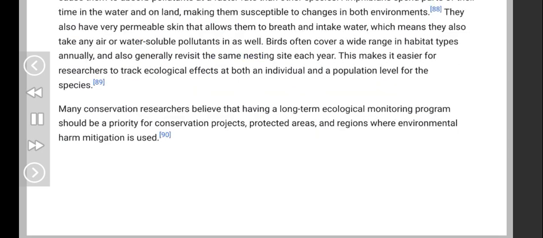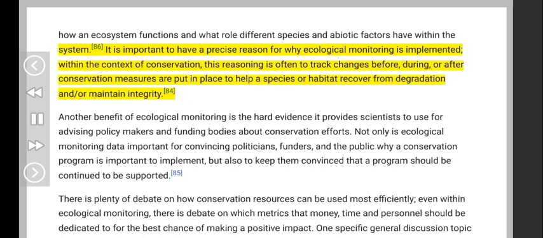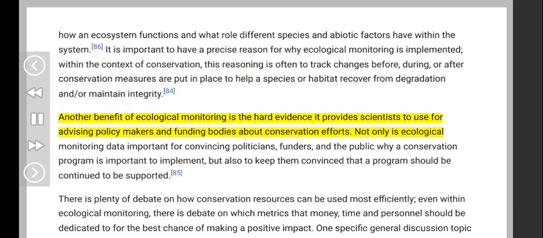It is important to have a precise reason for why ecological monitoring is implemented. Within the context of conservation, this reasoning is often to track changes before, during, or after conservation measures are put in place to help a species or habitat recover from degradation and/or maintain integrity. Another benefit of ecological monitoring is the hard evidence it provides scientists to use for advising policymakers and funding bodies about conservation efforts. Not only is ecological monitoring data important for convincing politicians, funders, and the public why a conservation program is important to implement, but also to keep them convinced that a program should continue to be supported.